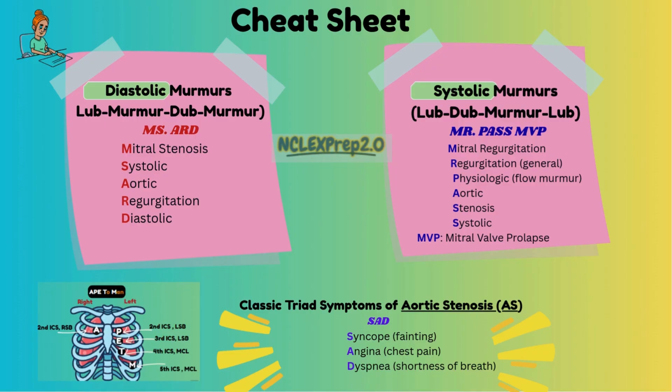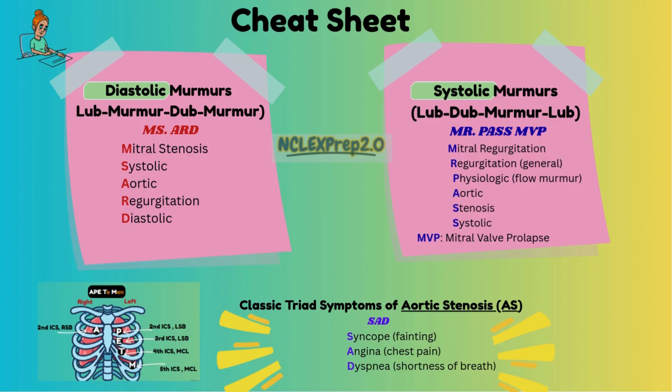Okay, now I have a cheat sheet here that I use to remember which murmur is associated with which valve and when it happens. Mr. PASS helps me remember which common murmurs happen during systole when the heart ventricles are contracting. And then Mr. ARD helps remember diastolic murmurs. And I have another one, SAD.